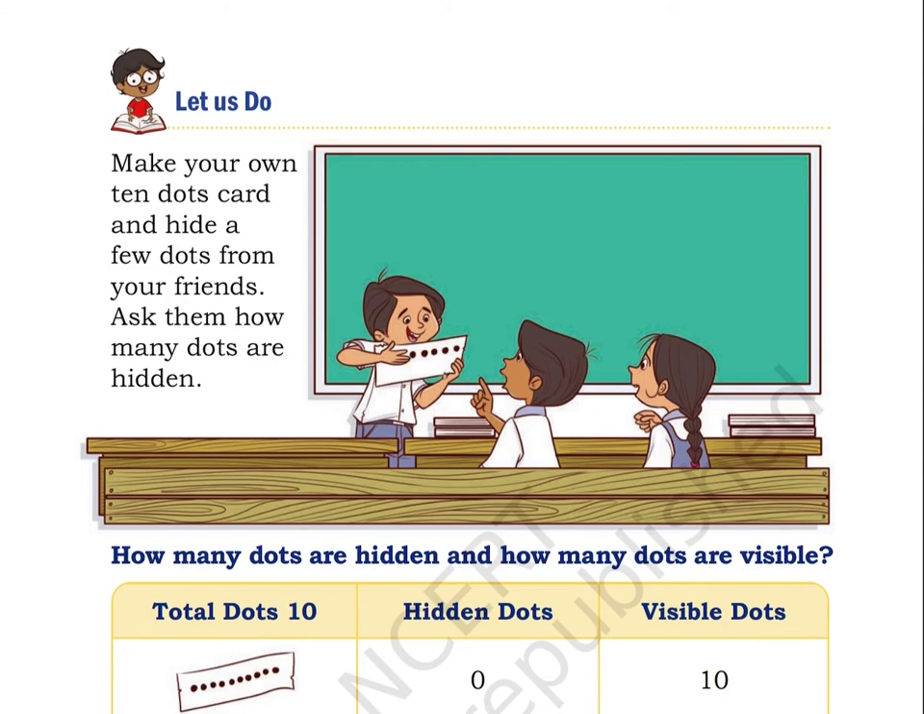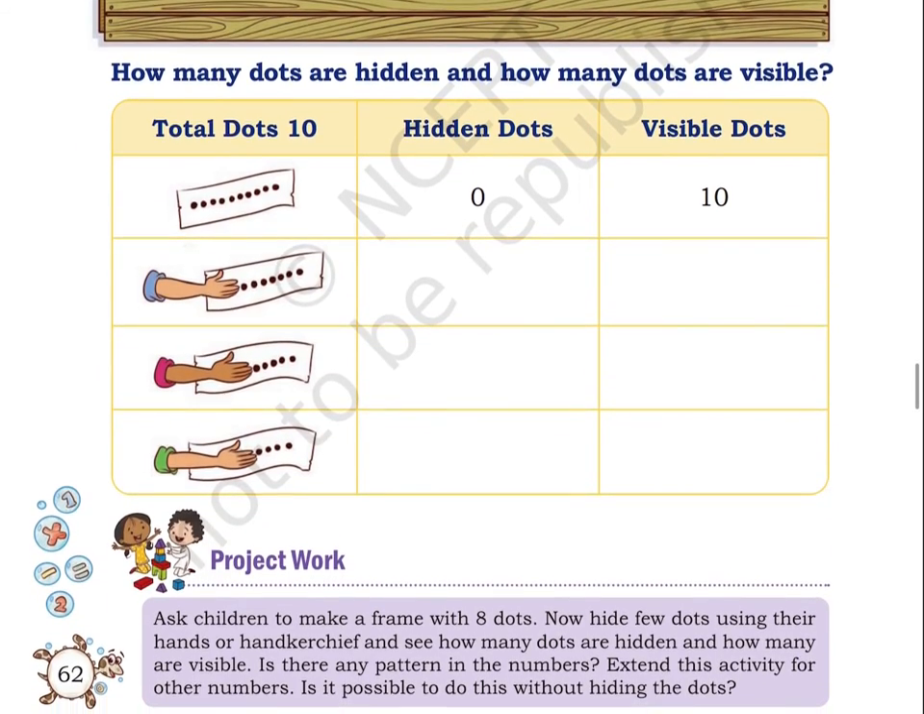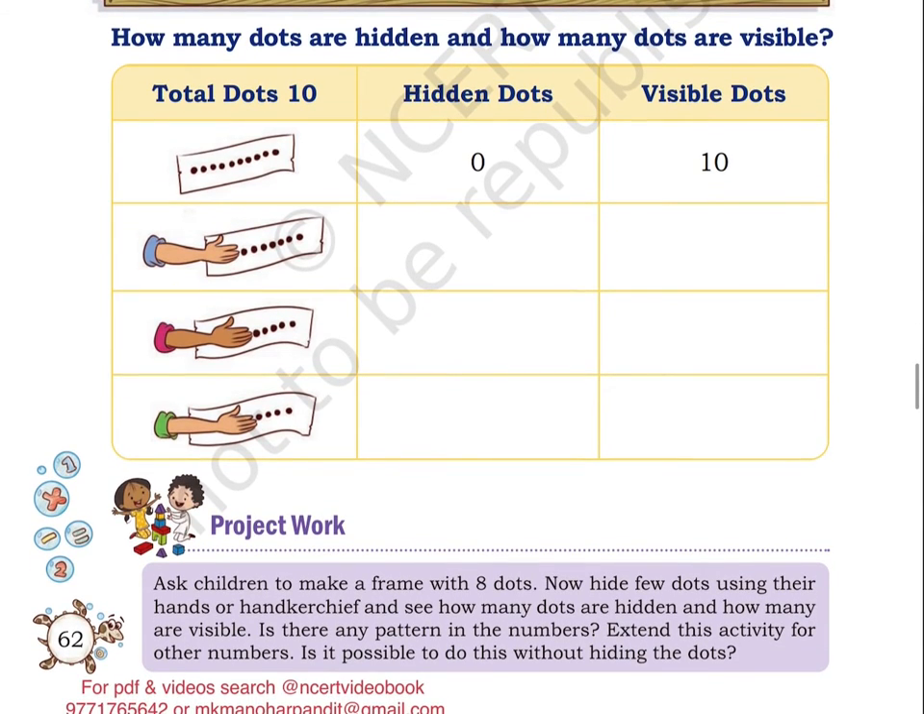Here we have a table with 3 columns and 4 rows. In the first column, we have total dots, which is 10. Row 1. 10 dots. 0 dots are hidden and 10 dots are visible. Row 2. Few dots have been hidden. You have to identify the dots hidden and dots visible. Row 3. Few dots have been hidden. You have to fill in the blanks with dots hidden and dots visible. In row 4 as well, few dots have been hidden and you have to do the same.